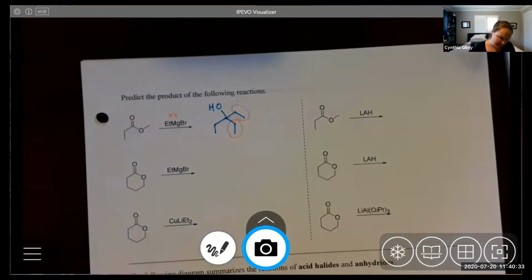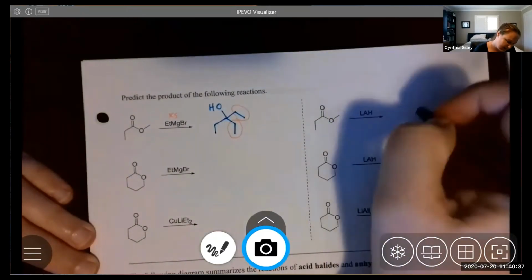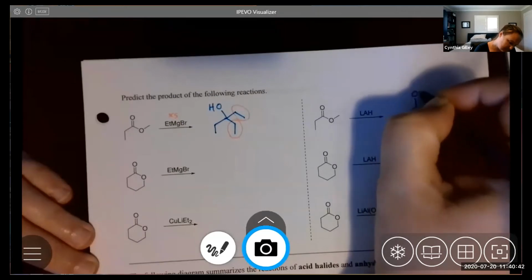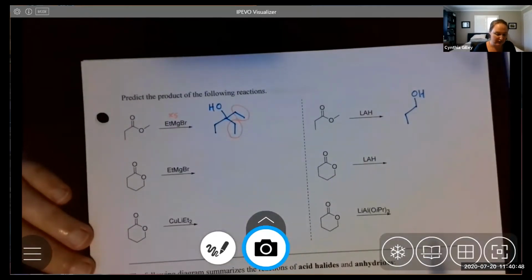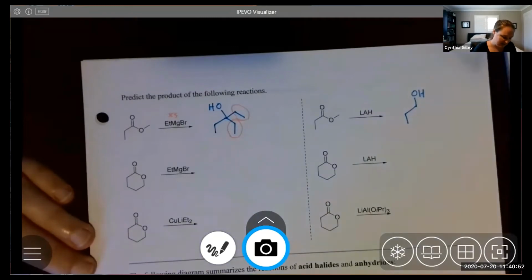And for the LAH, it's going to incorporate two hydrides. You can draw in the bonds to the hydrogens here, or not, but it'll incorporate the two hydrides. So we also need excess here.